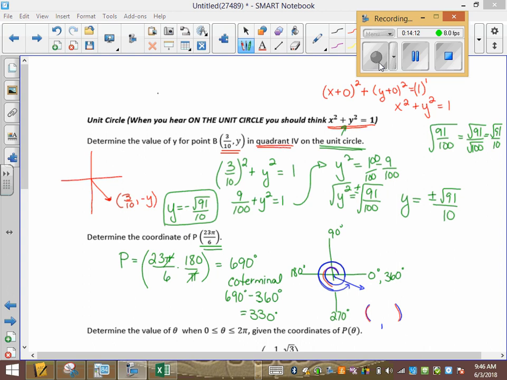It is a reference angle of 30. So the coordinate at that point is root 3 over 2 and negative 1/2. Now you could check these, because this is cos and this is sine, right? So you could go cos of 23 pi over 6, and you could do sine of 23 pi over 6.